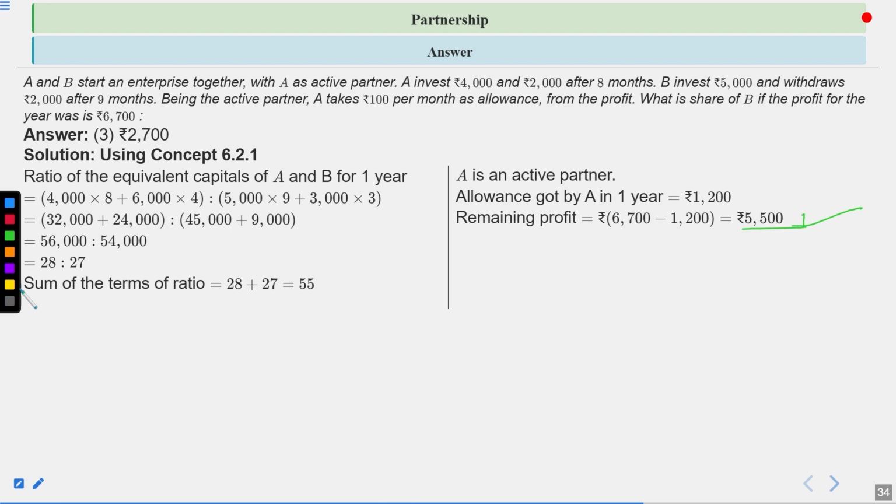And this amount will be distributed between A and B. So hence the share of B will become 27 out of 55 units multiplied by 5,500 rupees. So we get the share of B, which is 2,700 rupees. Next one.